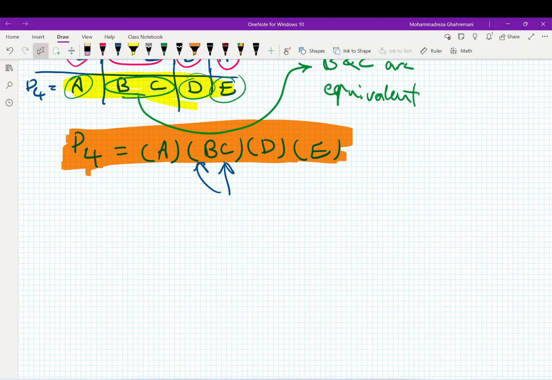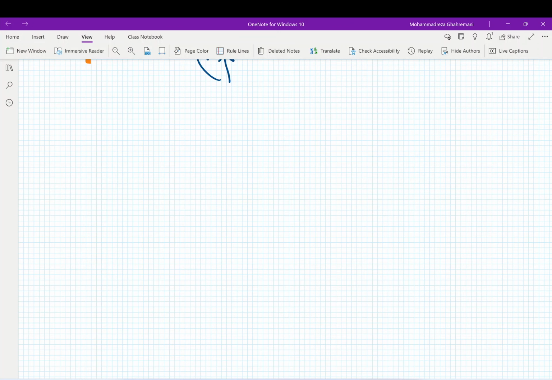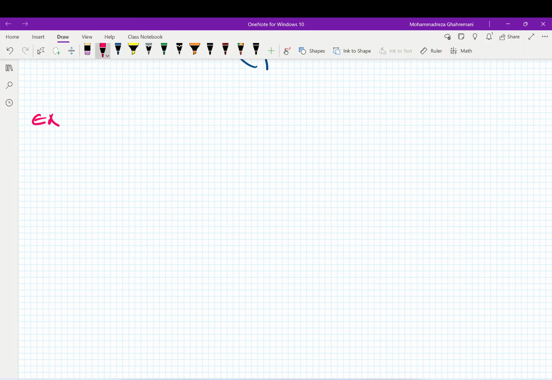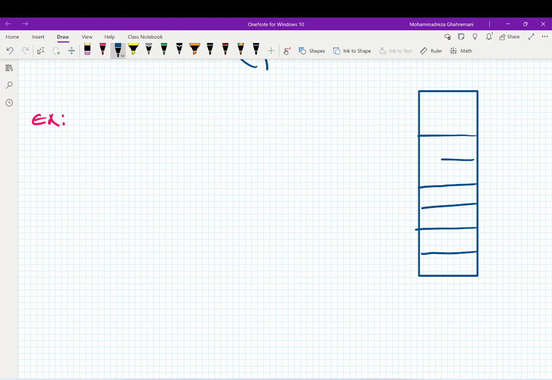Okay, so let's see one more example. So here we have this table, with x as the input and states A, B, C, D, E, F, G, H.